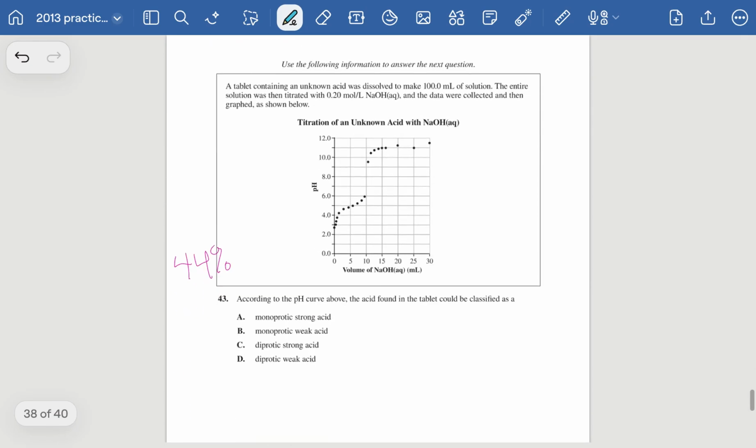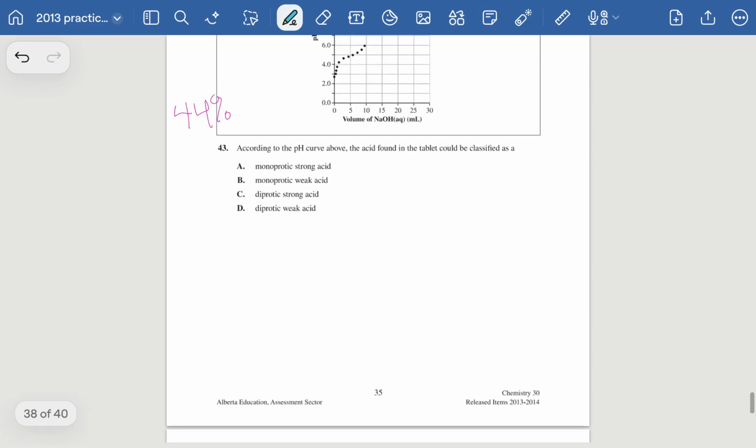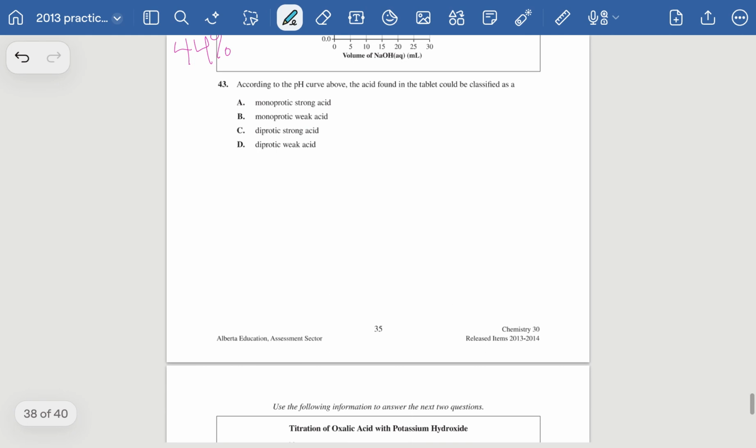Okay, this one, number 43. Again, this one did not test the best, but going through, we have our pH curve, and it's asking what the tablet could be classified as. If the tablet was in the unknown acid, here is what we're looking at, the starting point. I did circle it, it's just not cooperating anymore. The starting point is between 2 and 4, so that would be a weak acid. And then we can see from the graph that there's only 1 equivalence point, so it would be a monoprotic weak acid. So that answer was B.